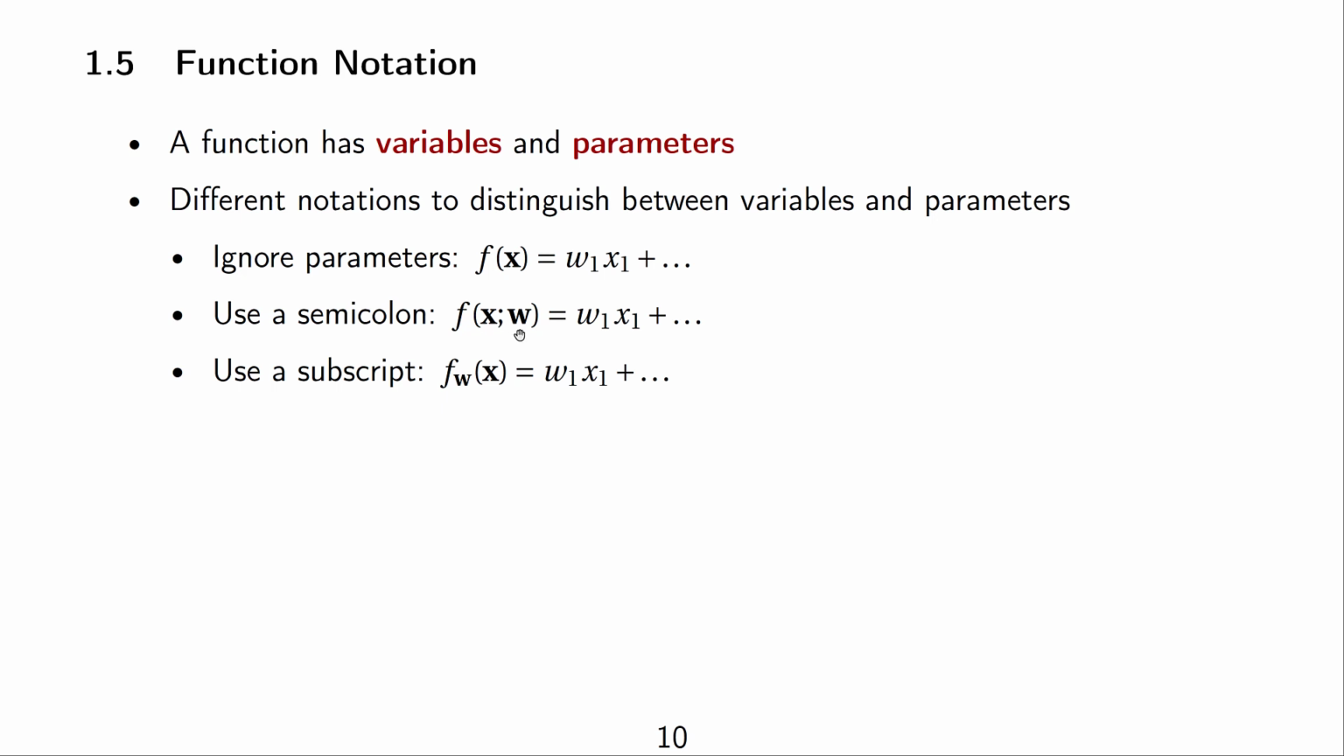So writing a function f of x semicolon w means that this x is the input to the function and w are the parameters of the function. Now there could be more than one input, so there could be some x, comma, y, and then semicolon, w, comma, sigma, comma, whatever. So there can be more variables or sets of variables that are either on the left of the semicolon or the right of the semicolon. Other type of notation is the subscript notation, where you write f subscript w to denote that w are the parameters of this function f.